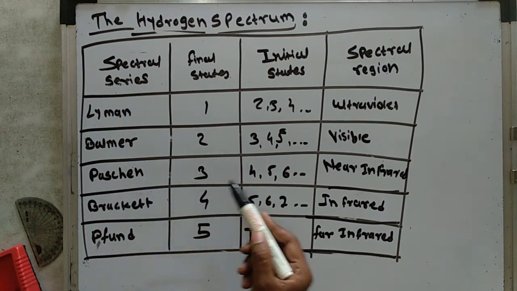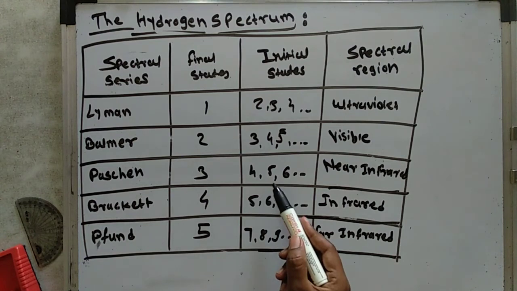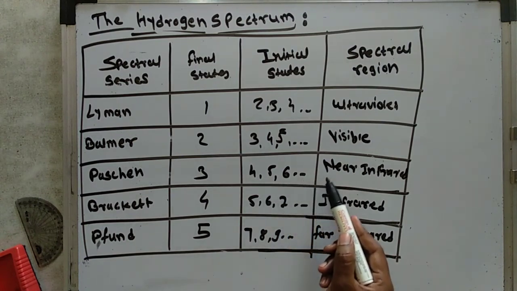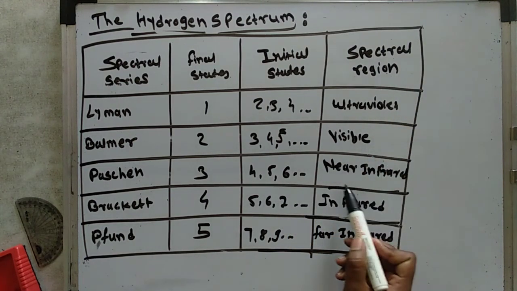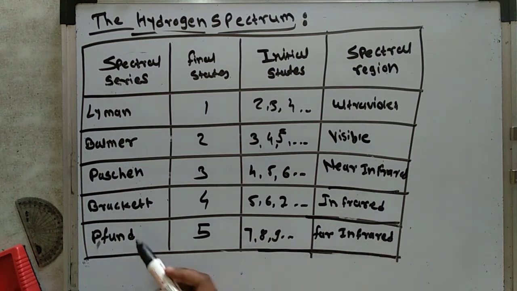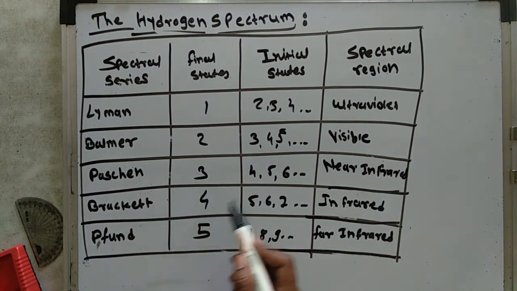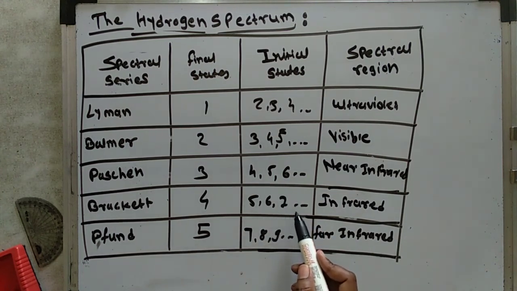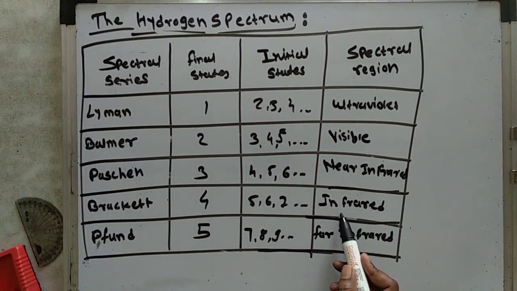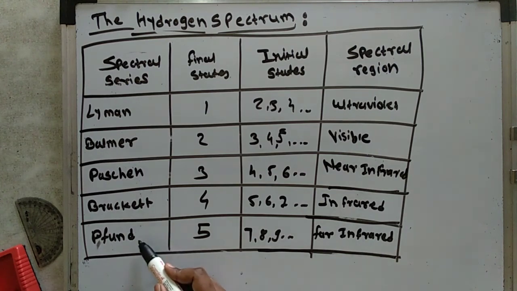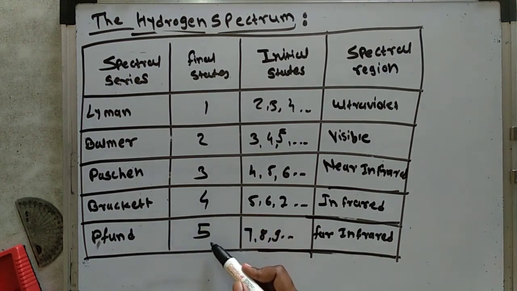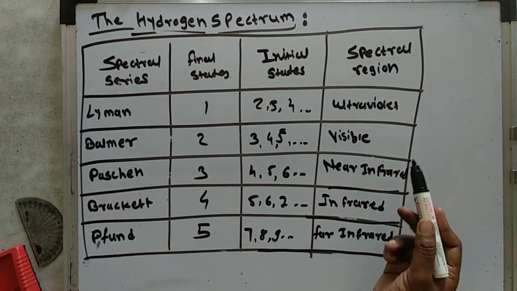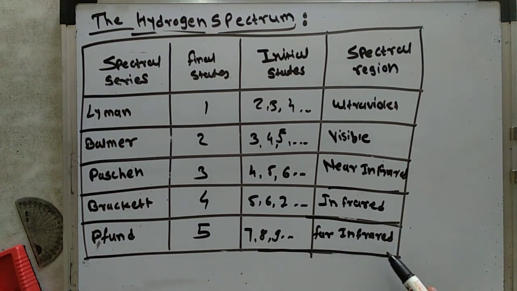Spectral series Paschen: final state 3 and initial state 4, 5, 6 and so on, and spectral region is near infrared. Spectral series Brackett: final state 4, initial state 5, 6, 7, spectral region is infrared. Spectral series Pfund: final state 5, initial state 6, 7, 8, and spectral region is far infrared.